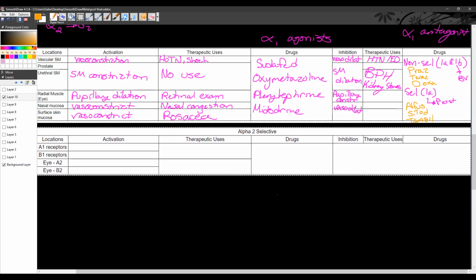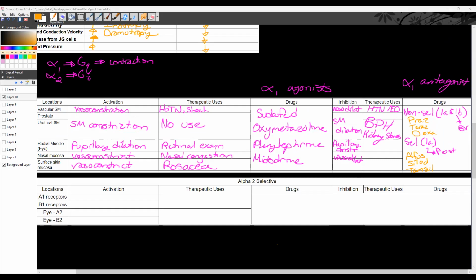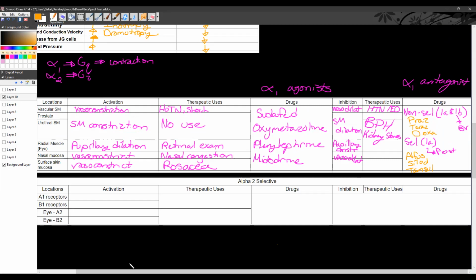All right. For our alpha 2, alpha 2 is all about turning off the other receptors, right? So where we're specifically using these is for specific effects on the different other receptors. So for alpha 1, we're using an alpha 2 agonist in order to turn off alpha 1. So decrease alpha 1, which gives us vasodilation.